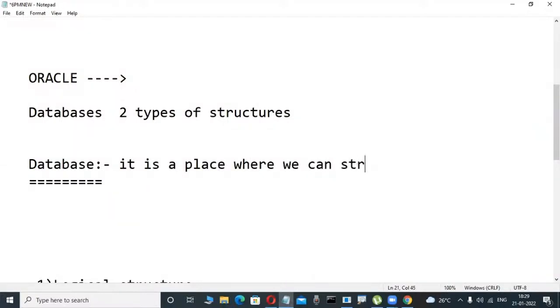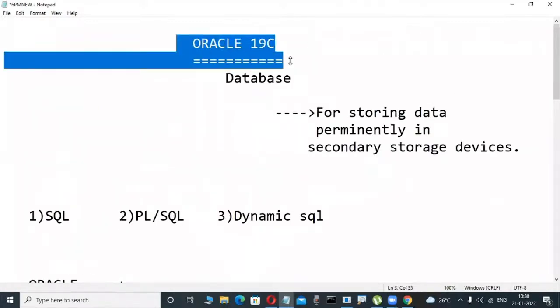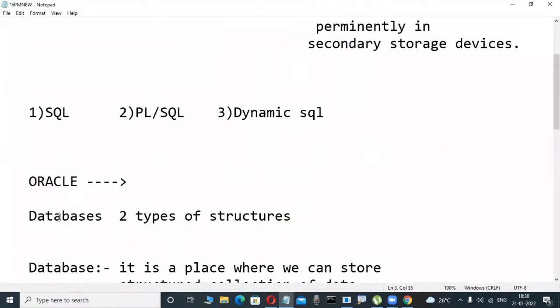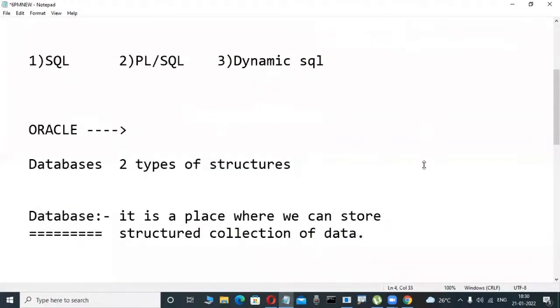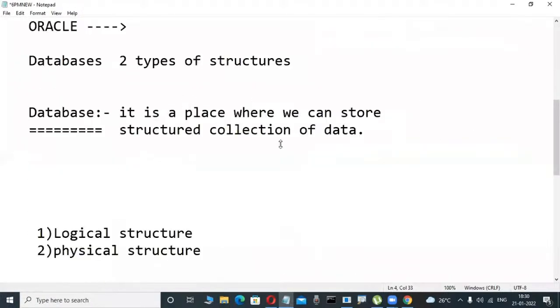They are telling only where we can store structured collection of data. Structured collection of data. What is data? What is information? What is DBMS? That is later. Okay, structured collection of data. Observe here. Whenever we are installing this type of Oracle or relational database software, what is a database actually? It is a place. Whenever we install this type of software, some place is automatically reserved in the hard disk. In that place only we can store structured collection of data.